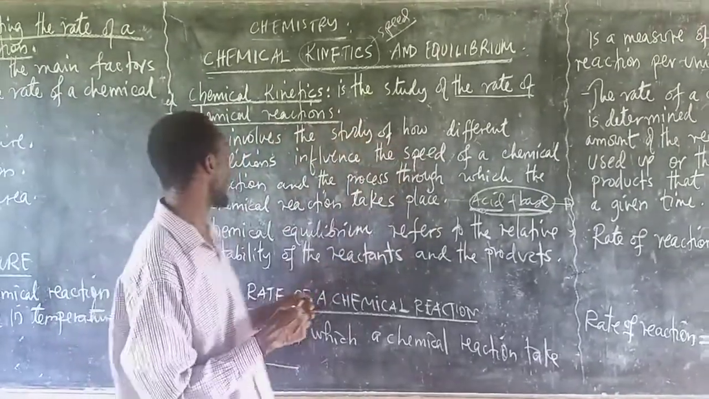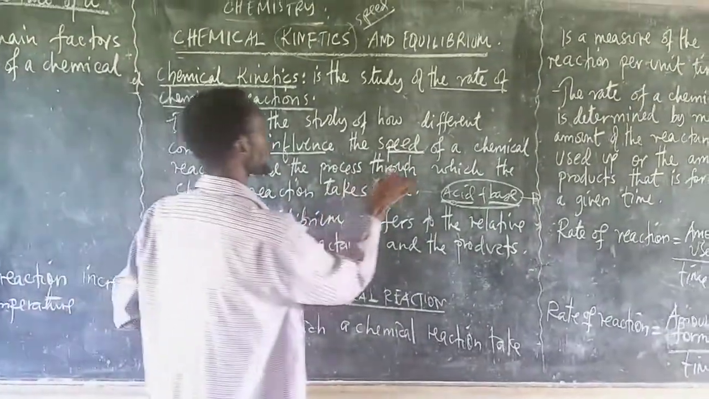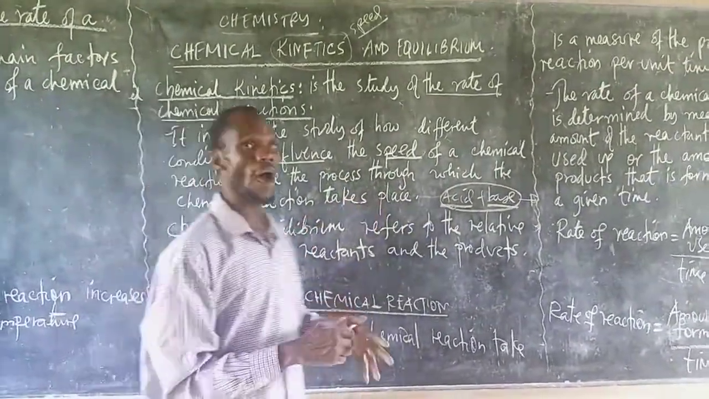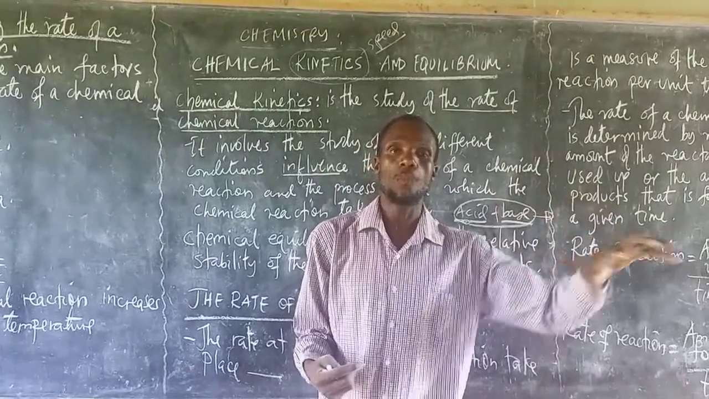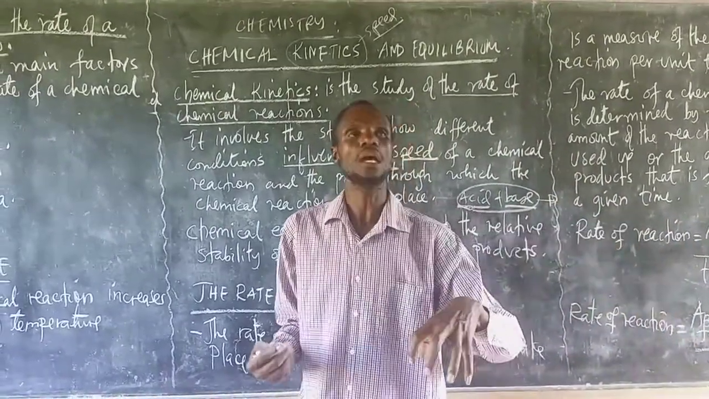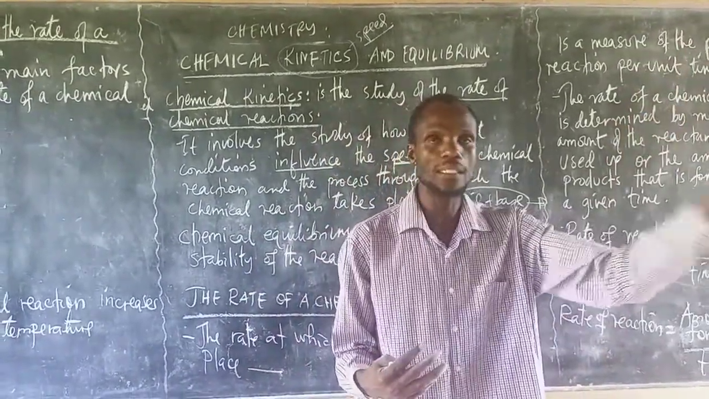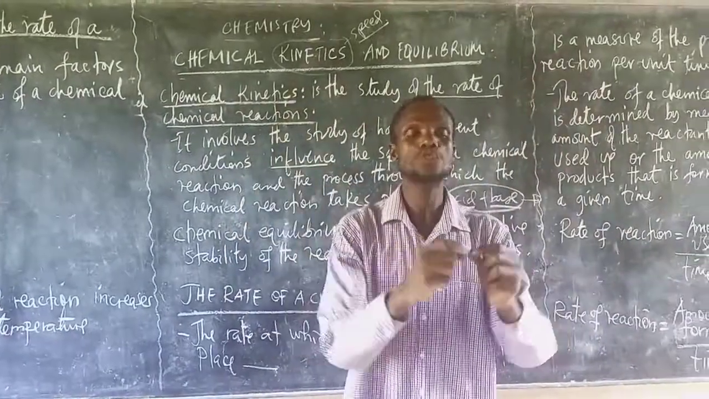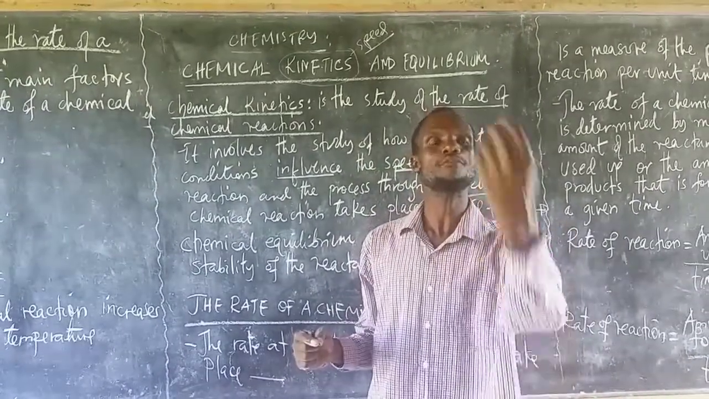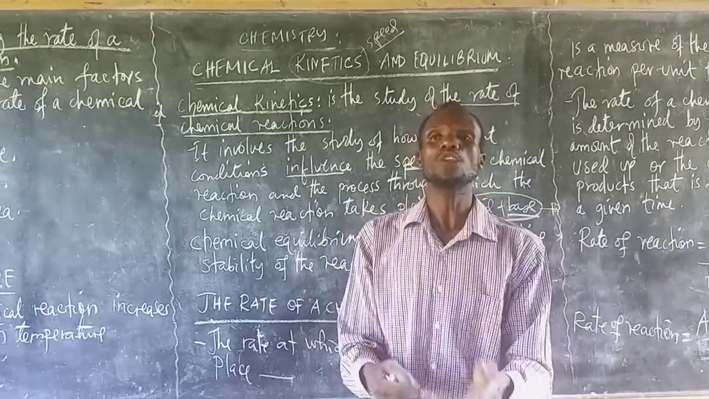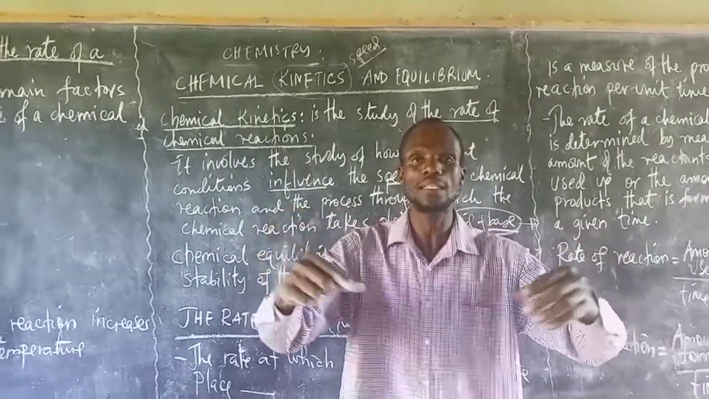It involves the study of how different conditions influence the speed of a chemical reaction and the process through which the chemical reaction takes place. Kwa hapa tunaangalia zile factors ambazo kwa upande mwingine zinaathiri upatikanaji au upokeaji wa reaction kwa wakati gani. Hizo factors zinaweza kusababisha reaction ichukue muda mrefu zaidi, au factors zile zinaweza kusababisha reaction ichukue muda mfupi zaidi. Kwa zile factors ambazo zinasababisha rate of chemical reaction iwe affected tunaziangalia, lakini vile vile tunaangalia ule muda ambao sasa zile factors ambazo zinasababisha reaction iwe affected pia tunaziangalia.